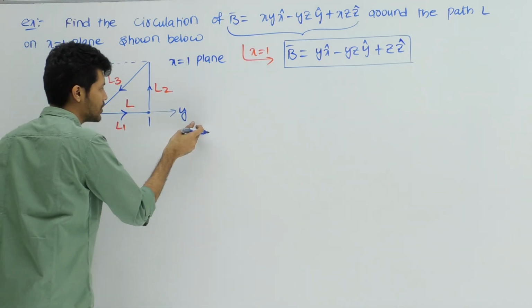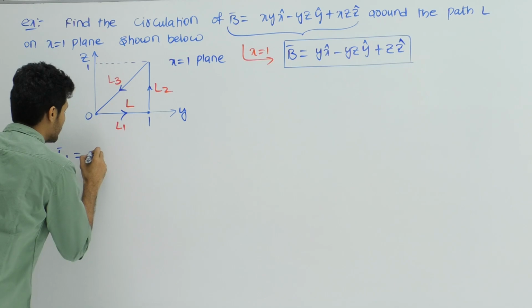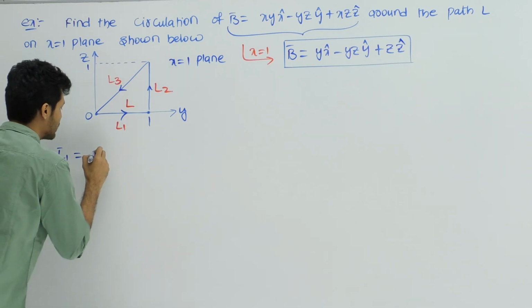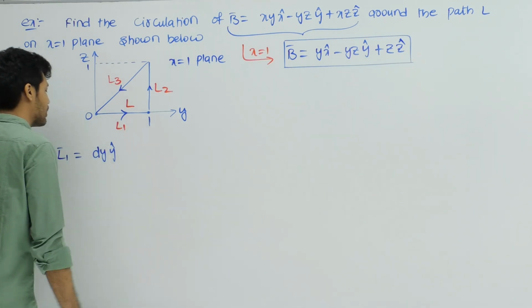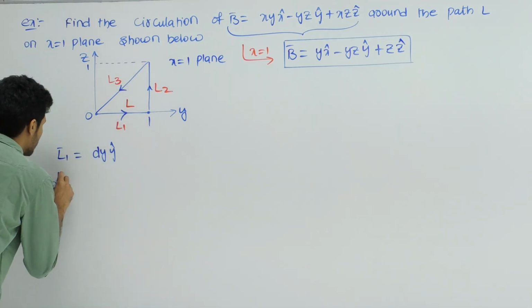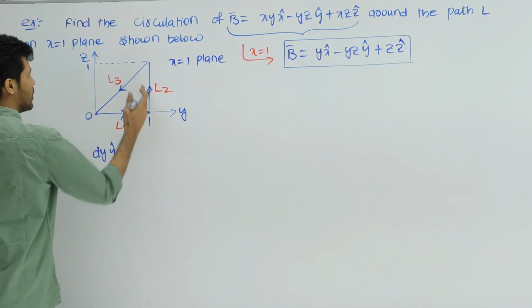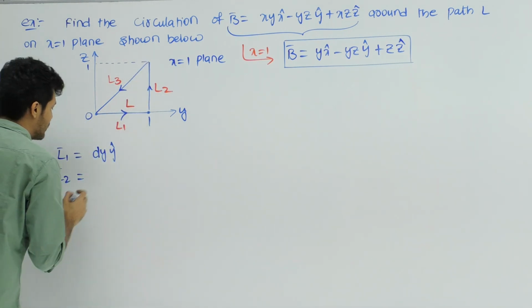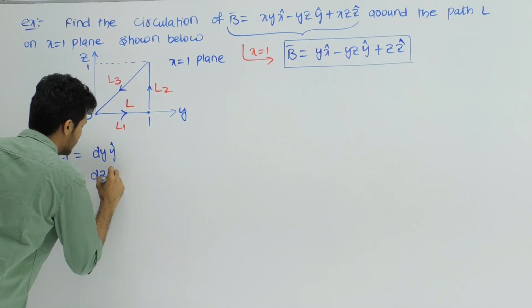This is in the direction of y, so the differential length is dy y cap. And what about this path? This is L2 bar. If you notice, this is along the direction of increasing z, so we can write this as dz z cap.